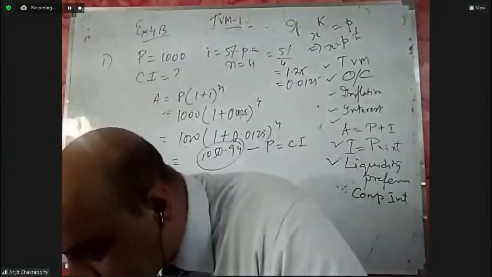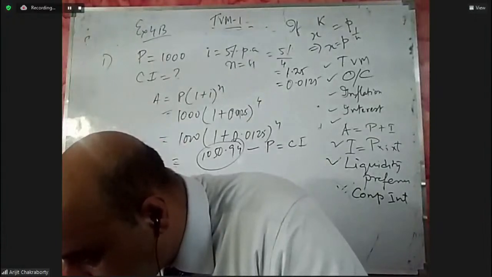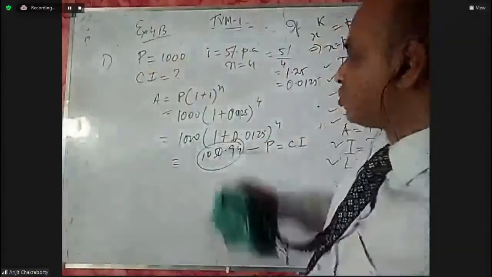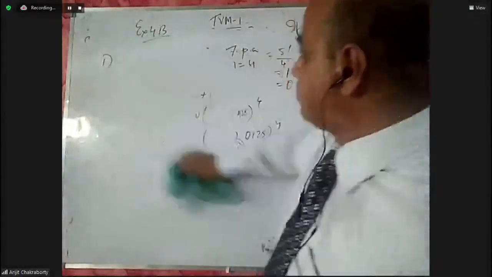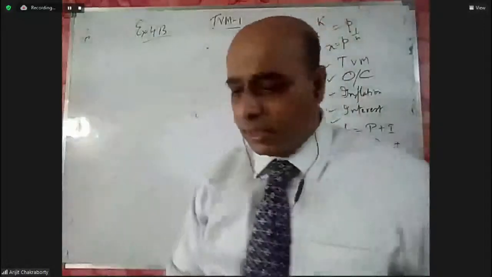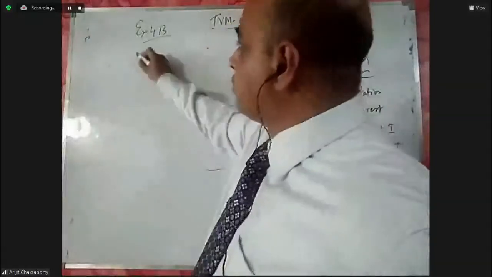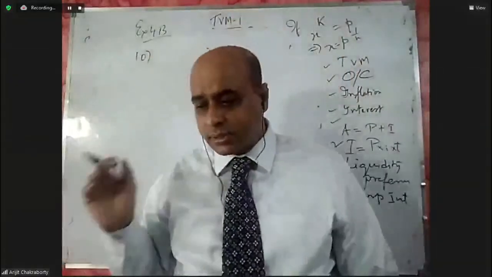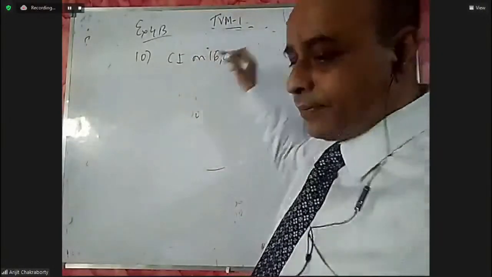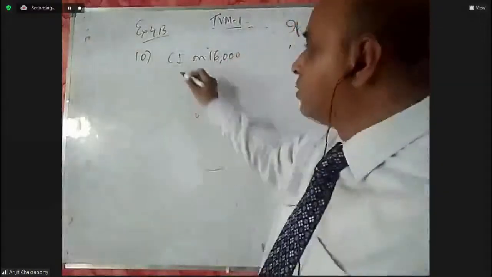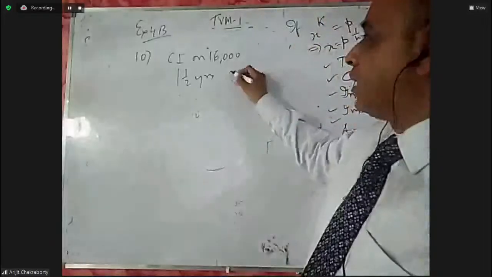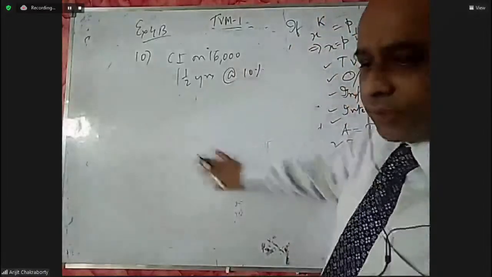Now we'll take number 10, exercise 4B. This is also a past exam question, and I have selected it for our working. The question says: the compound interest on 16,000 rupees for 1.5 years at the rate of 10% per annum, okay?